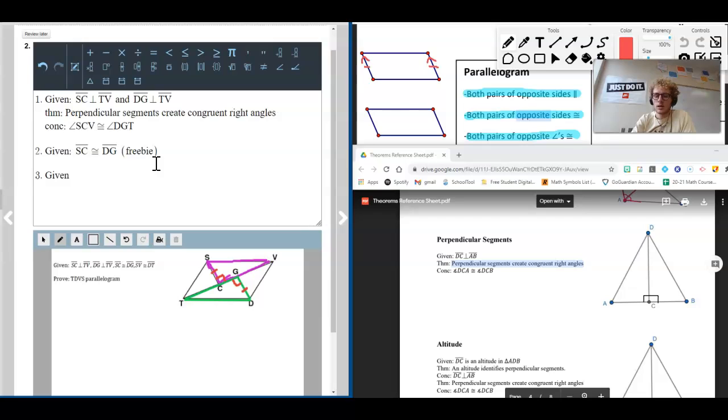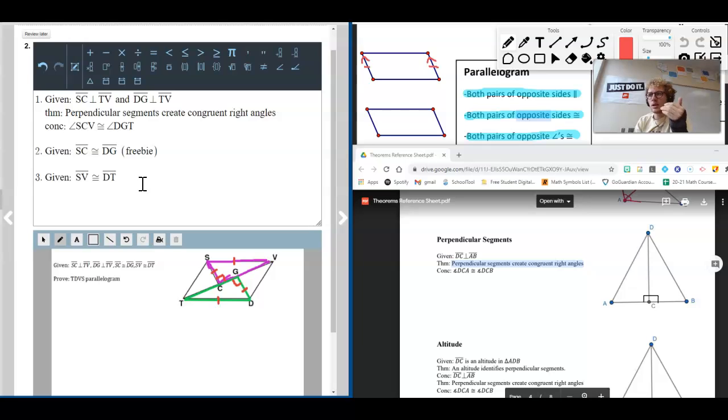Is that SV is congruent to DT. Alrighty, so SV is congruent to DT. Cool. Remember, our two goals are opposite sides, parallel and congruent. We just got them to be congruent.